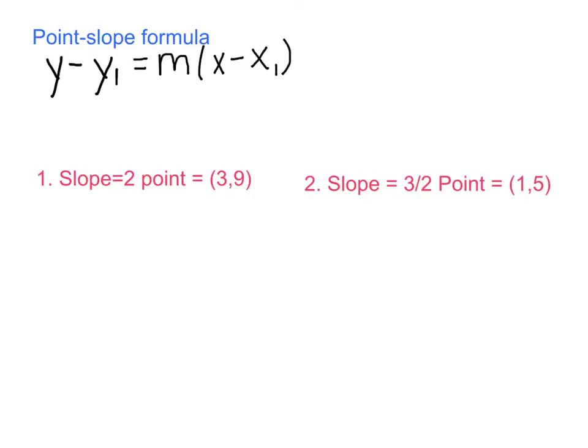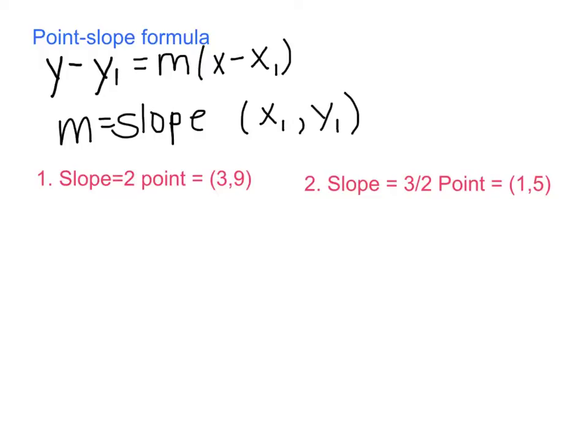What you're going to use for this is m, which is going to be your slope, and then you'll use a coordinate which will be x1, y1. So now let's try two together. For problem 1, it gives us a slope of 2 and a point of (3, 9). So we're going to write this down. It's going to be y minus y1, which is 9, equals our slope m, which is 2, times x minus x1, which is 3.